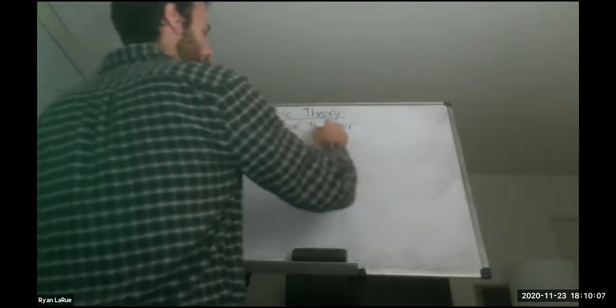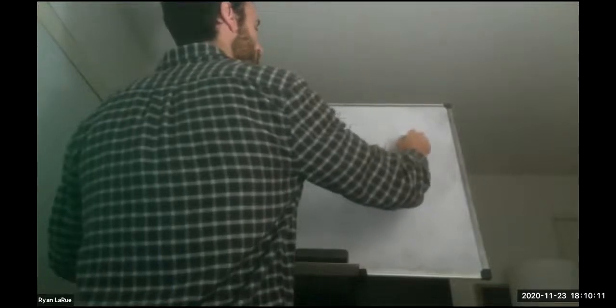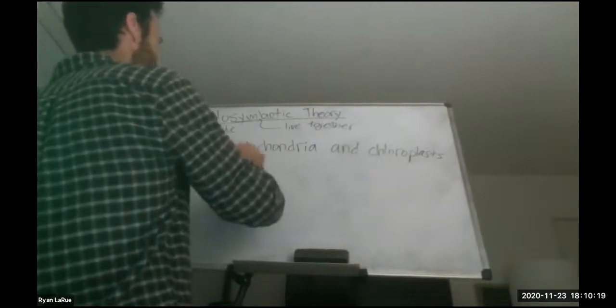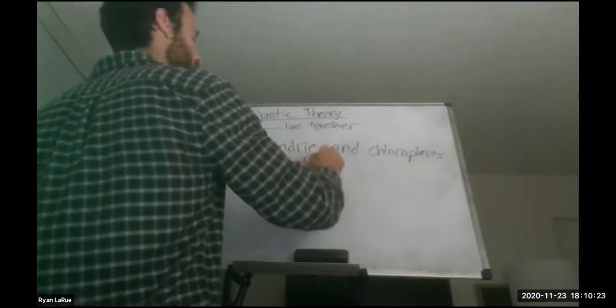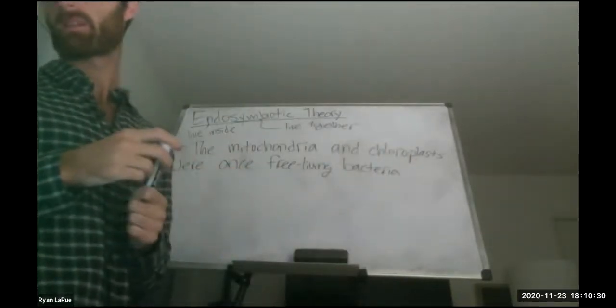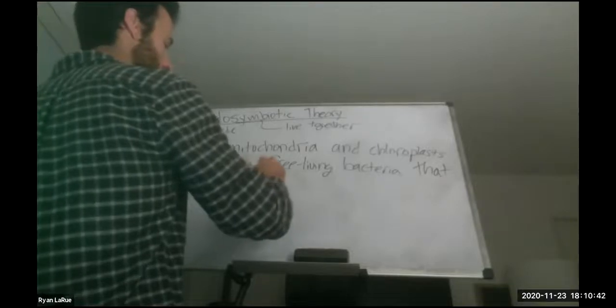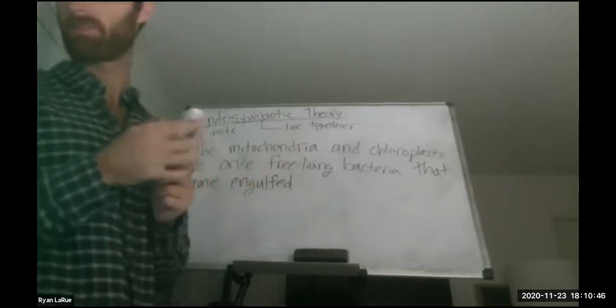What I said occurred: the mitochondria and the chloroplasts, which we learned as cell organelles in eukaryotes, were once free-living bacteria that became engulfed or eaten and are now permanent organelles in the eukaryotic cell.